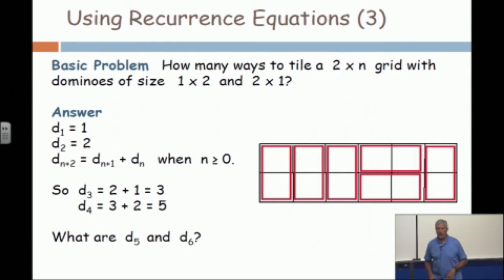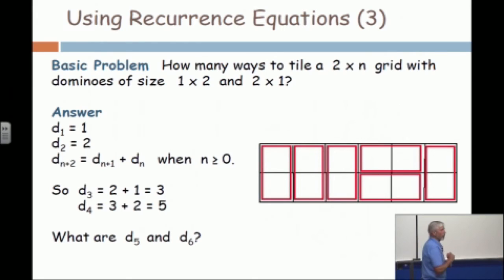All right, now where does this explanation come from? Here's the way I like to think about it. In the picture, look at the upper right corner of the grid. That corner is covered by a domino. There are two ways that it can be covered. Either it's covered vertically, and that's the case that I've illustrated. And if it is, take that domino away, and what do you have in front of it? A tiling of a grid which is just one smaller. So that's d(n+2) = d(n+1). That explains the d(n+1) term.